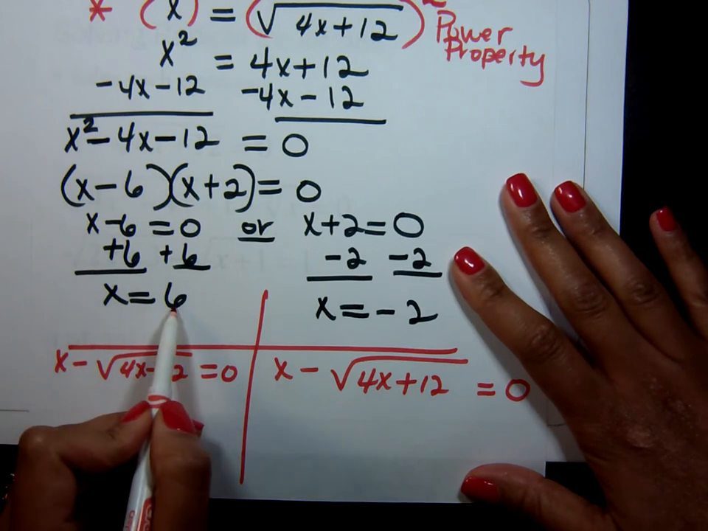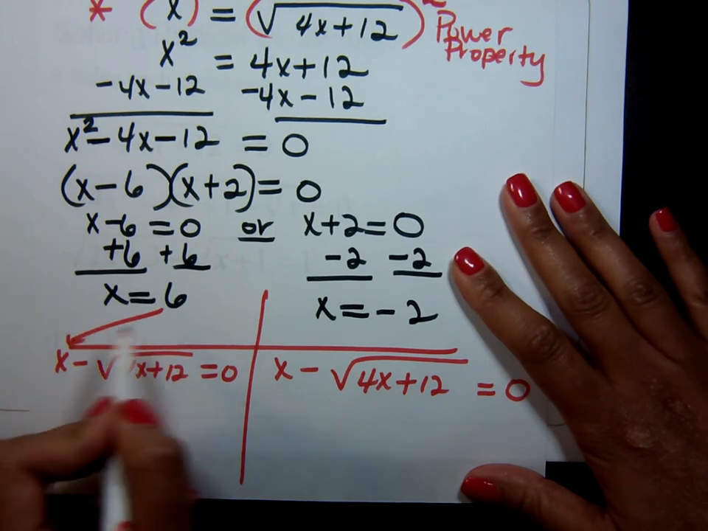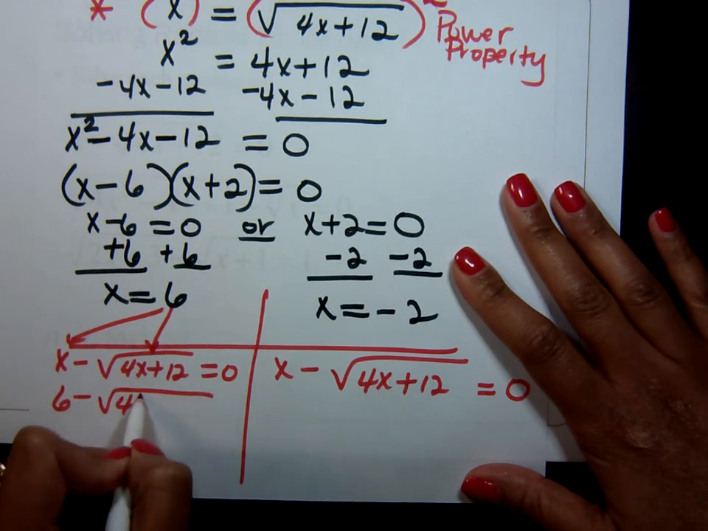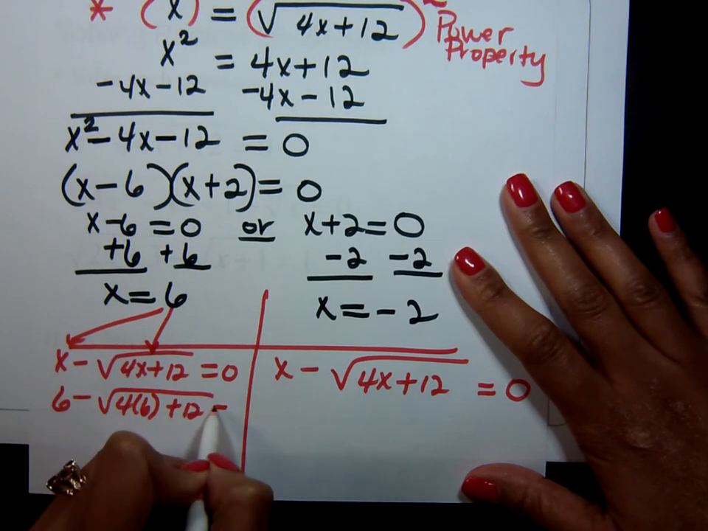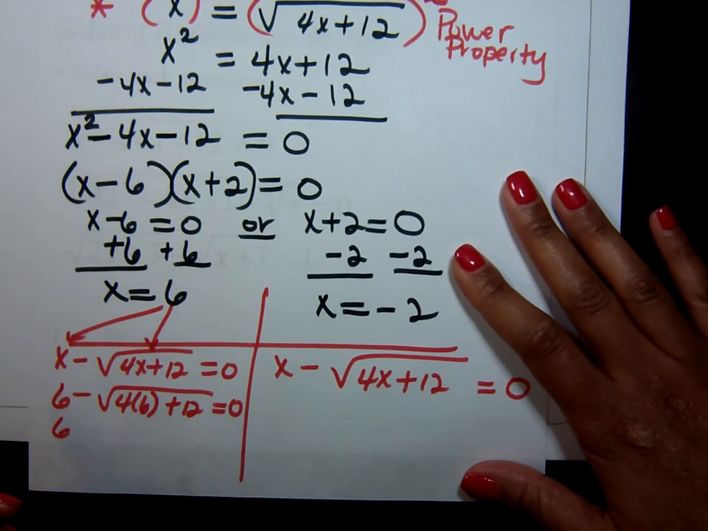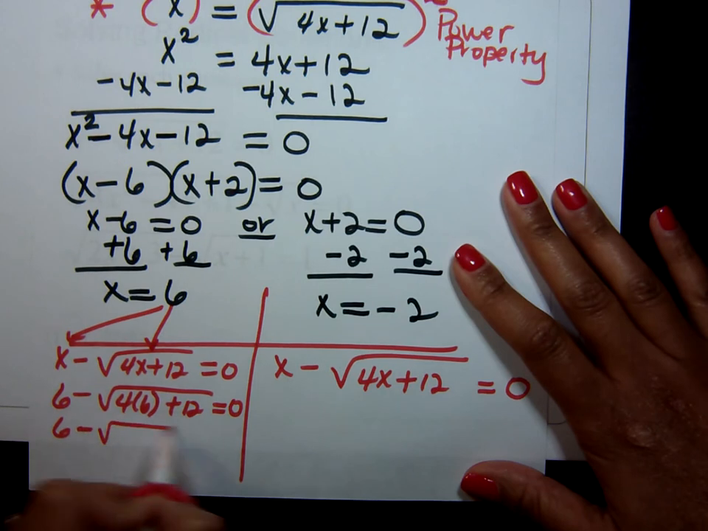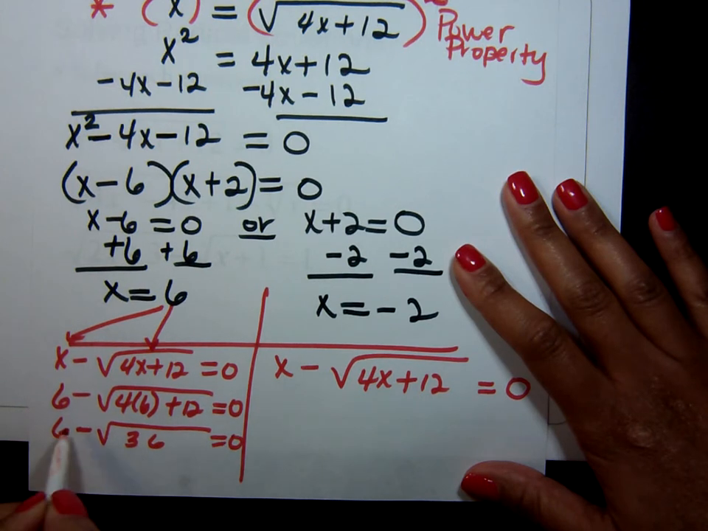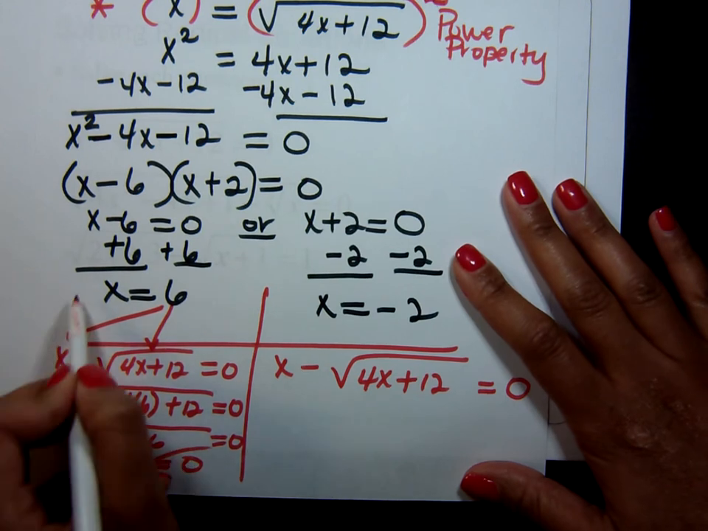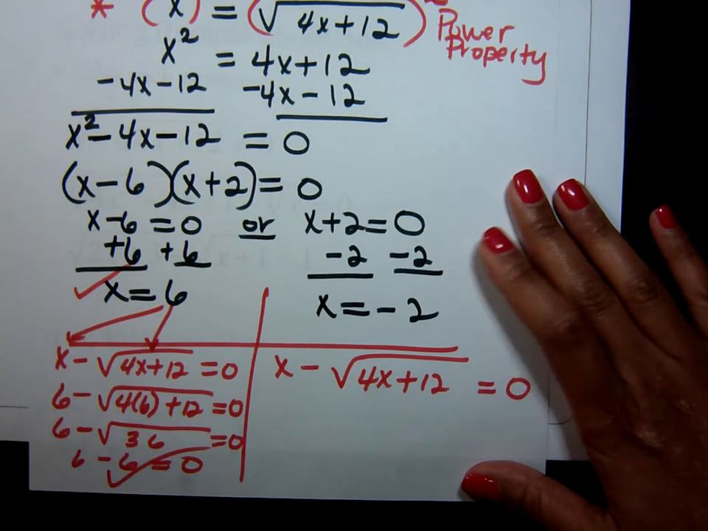So let's start with 6. I'm going to substitute in 6 everywhere that I see x. So 6 minus the square root of 4 times 6 plus 12. Is that 0? Well, let's see. 6 minus, 6 times 4 is 24. 24 plus 12 is 36. And the square root of 36 is 6, so 6 minus 6 is 0. That checks out. x equals 6 is acceptable.